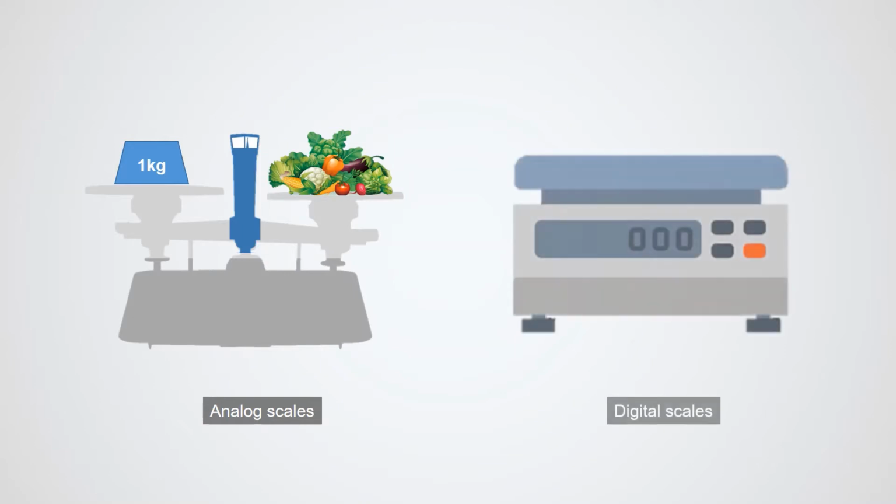Earlier, old scales, also called analog scales, were used to measure weights by balancing and leveling out the weight on one side of the scale against a known calibrated weight on the other side. Nowadays, we use methods that measure weight automatically through the use of digital scales.